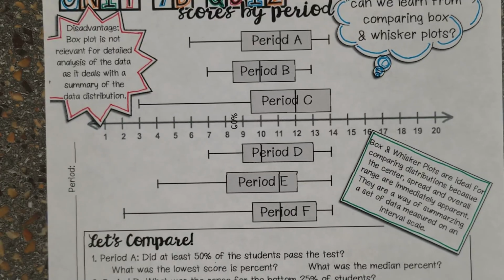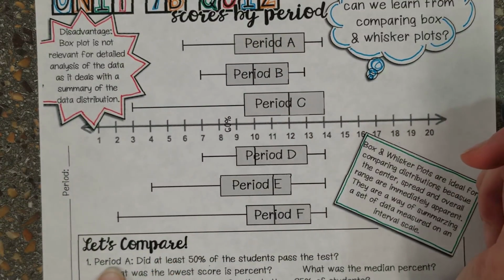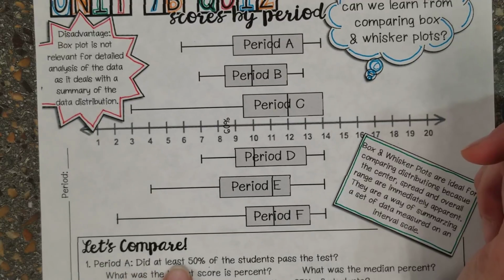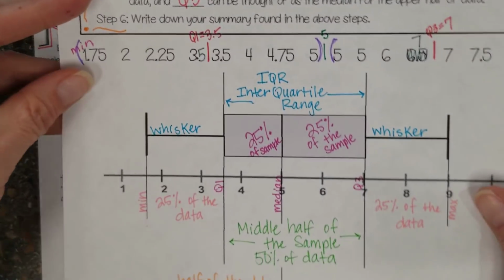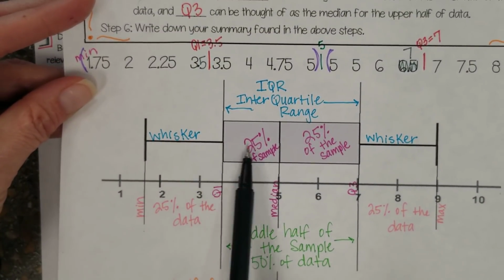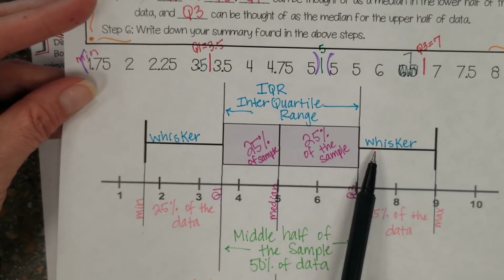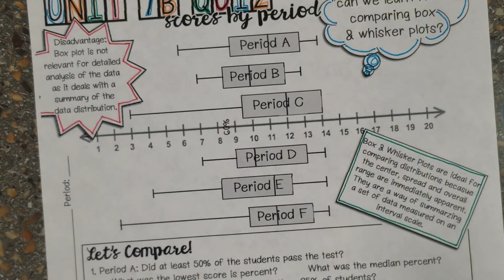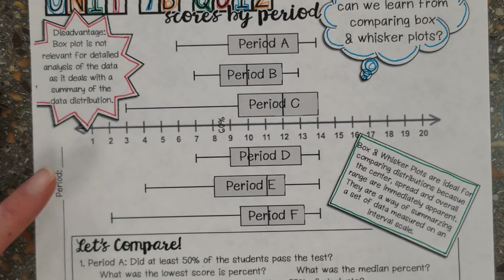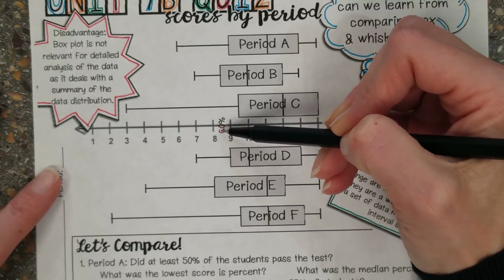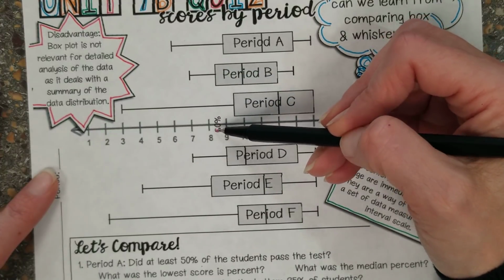Okay, so the first question talks about period A. So we're going to be concentrating on this box and whisker plot right there. Now it asks, did at least 50% of the students pass the test? From this, we know that each section is worth 25%. This is 25%, 25% to the line, from the line out is 25%, and then that last whisker is 25%. What we need to know is what's passing so we can figure this out. Well, in our school, 60% is passing, so I put 60% right here. That's 8.5 is our passing score. So I want to know, did at least 50% of the students get 60% or higher?